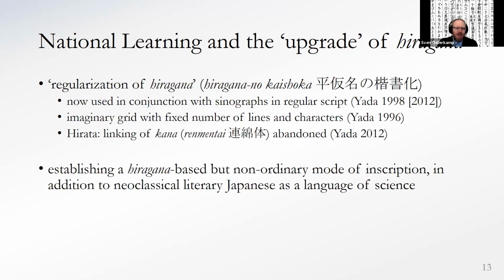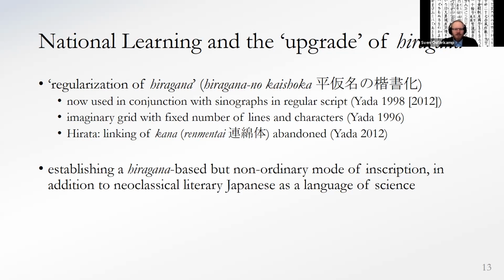The second aspect besides script purism is what has been termed the regularization of hiragana. That is turning hiragana into something that is both used together with sinographs in regular script and taking on characteristics of regular script itself. While hiragana were usually combined with characters in cursive script, they are now used in these works in conjunction with sinographs in regular script. Like characters in regular script, the hiragana are much more uniform in size than before, and all characters are placed on an imaginary grid with a fixed number of lines per page and a fixed number of characters per line. Hirata again takes this a little further by also abandoning the linking of kana that used to be part and parcel of hiragana for most of its history.